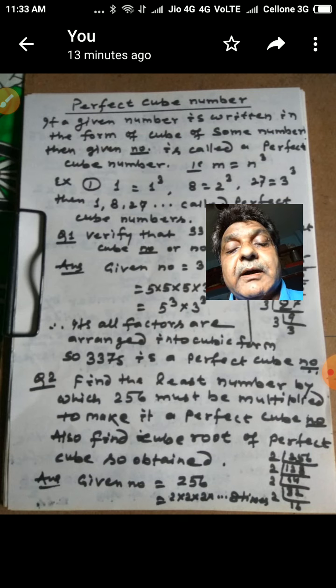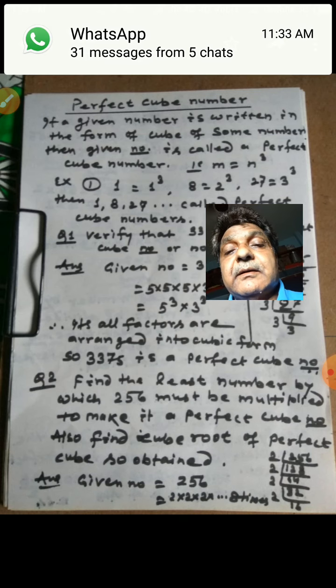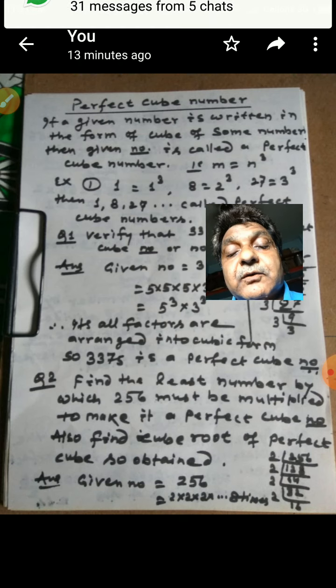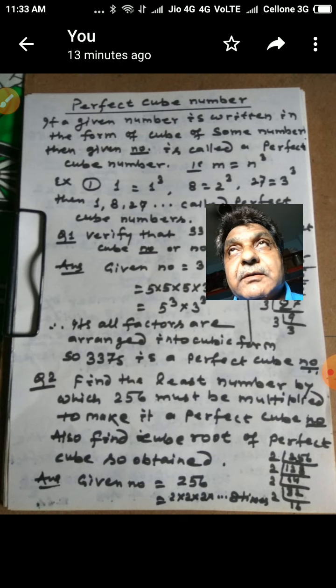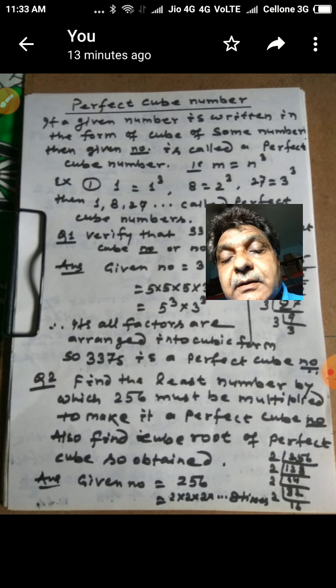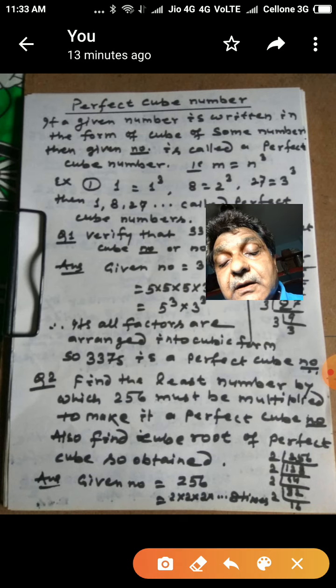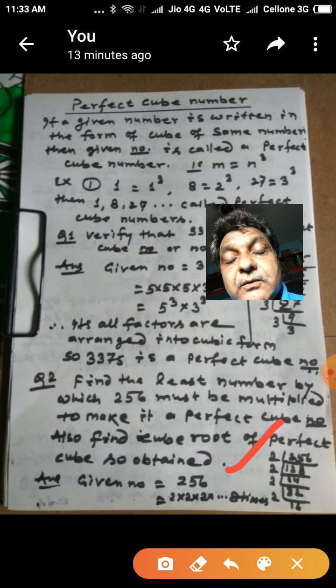So this is one part, and another part is to find out the cube root of the perfect cube number so obtained after multiplying the given number by the smallest number. So let us take its answer one by one. First of all, we write what is the given number. The given number is 256. Now we find its prime factors, which comes 2 into 2 into 2, 8 times.